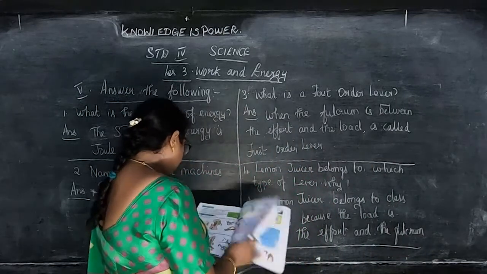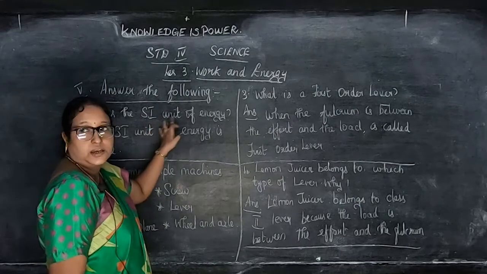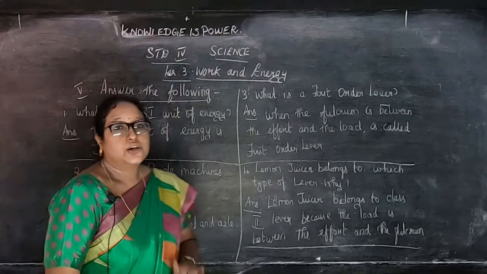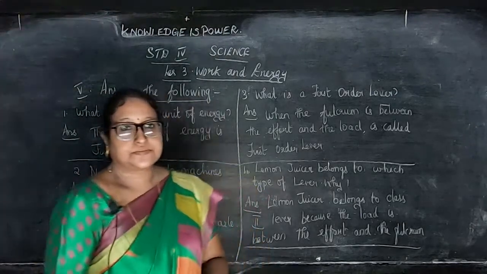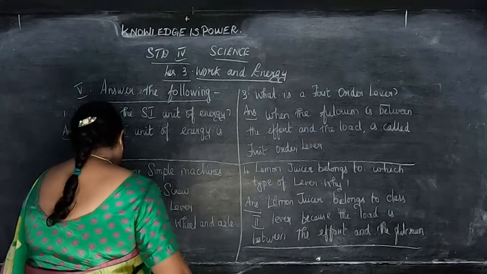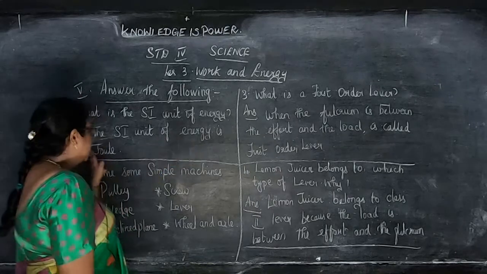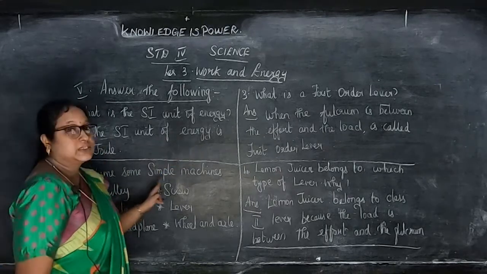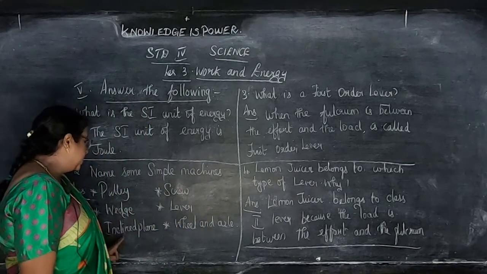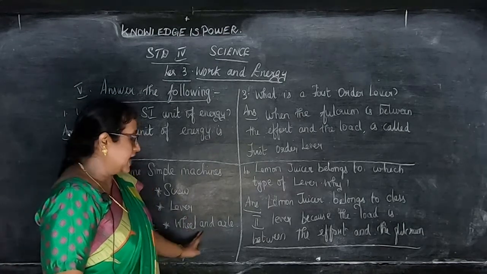Two more questions are there, children. So once again I'll read out. What is the SI unit of energy? Okay, children, what is the SI unit of energy? The SI unit of energy is joule. Name some simple machines. Pulley, wedge, inclined plane, screw, lever, wheel and axle.